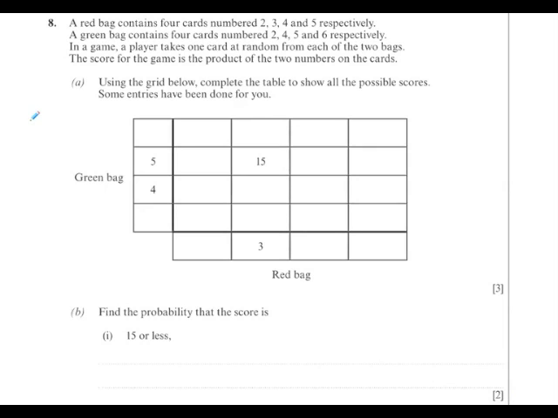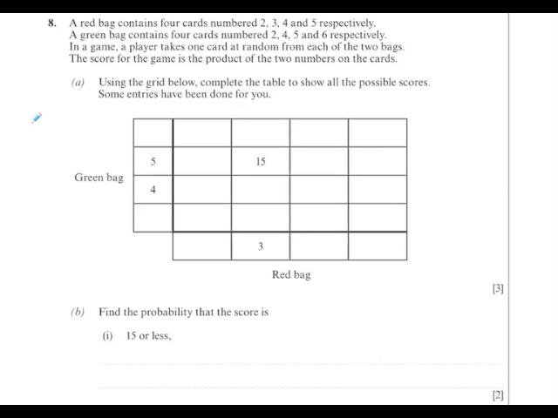A red bag contains four cards numbered 2, 3, 4 and 5 respectively. A green bag contains four cards numbered 2, 4, 5 and 6. In a game, a player takes one card at random from each of the bags.